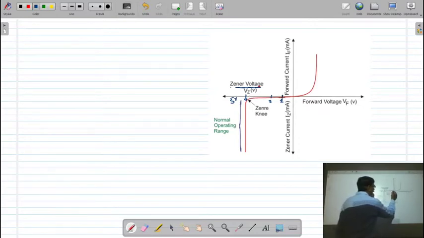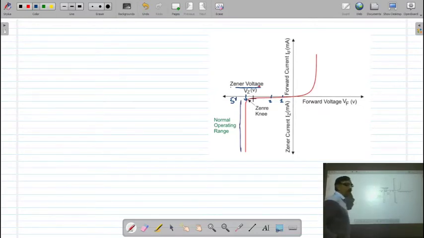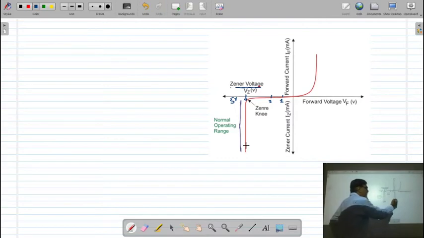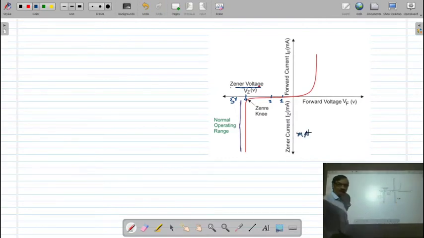So, in this region, whatever current is flowing is very small. It means that before the breakdown, the flow of current is negligible. It is in the order of microampere. But after the breakdown, the current is flowing in the order of milliampere.